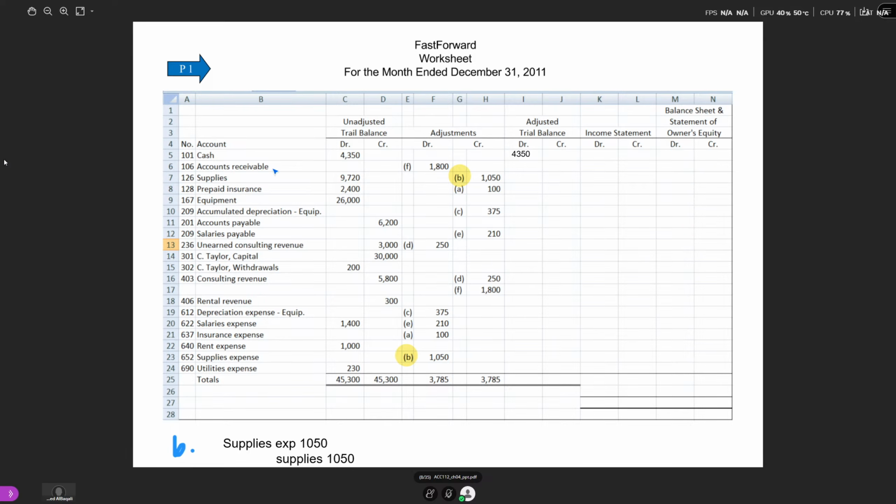through an adjusting entry. Now, accounts receivable, in the unadjusted trial balance, it was 0, nothing on the debit side, nothing on the credit side. But then we recorded an adjusting entry and we debited accounts receivable by 1,800, which means in the adjusted trial balance, my accounts receivable value increased by 1,800. So the amount should be 1,800 on the debit side.